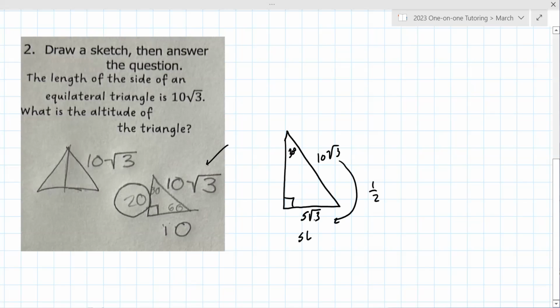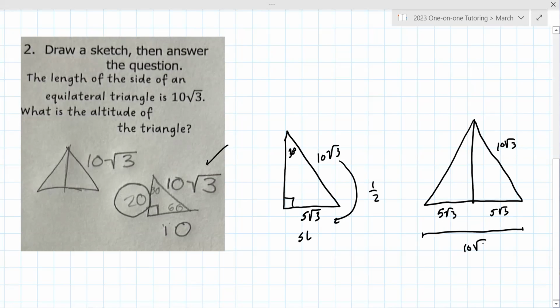Now, if you draw the big equilateral triangle, that should make sense, because 5 square root 3, 5 square root 3, the whole length is 10 square root 3. What some students do is they just cut it in half without even knowing that it's a 30, 60, 90. And then to find the long leg, LL for long leg, you take that 5 square root 3 and multiply by the square root of 3. 5 square root 9 or 15. And I believe that's what it's looking for, the altitude.